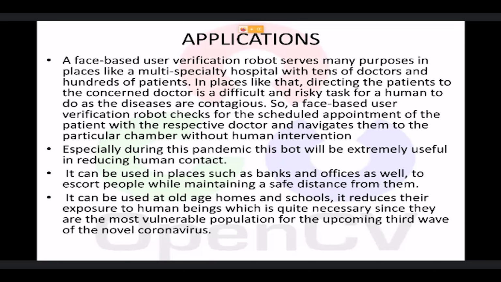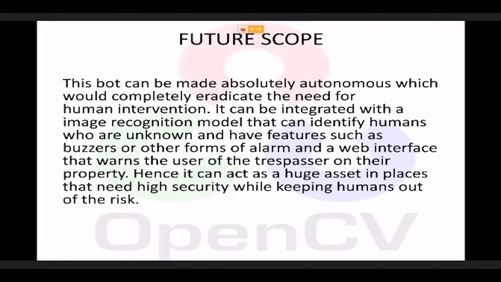for interaction and entertainment purposes. The future scope can be an absolutely autonomous building robot, which will completely eradicate the need for human interaction. It can be integrated with an image recognition model, or computer vision, that identifies humans who are unknown, and have features such as a buzzer or other forms of alarm along with a web interface. Thank you.